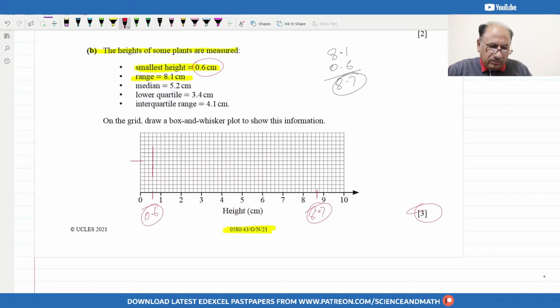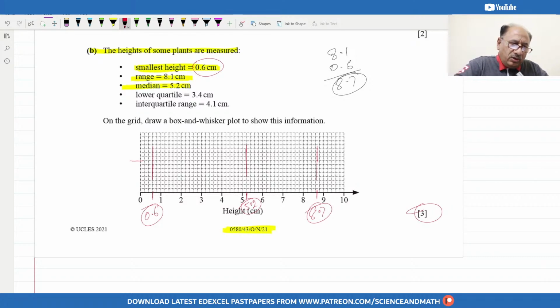Now we will be drawing the 8.7 line. We can draw it like this. After drawing this line, this is our maximum and minimum value. Now the median value, we will check. The median value is 5.2. So 5.2 will be up to this point, and the line we will draw is here. So this will be the middle value or median. So the median also we have drawn.